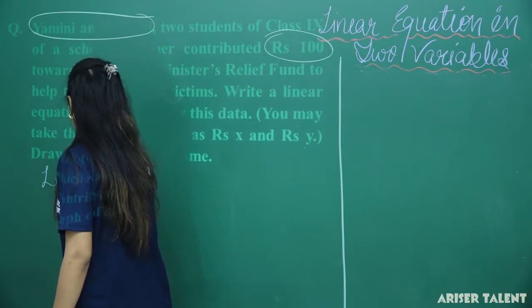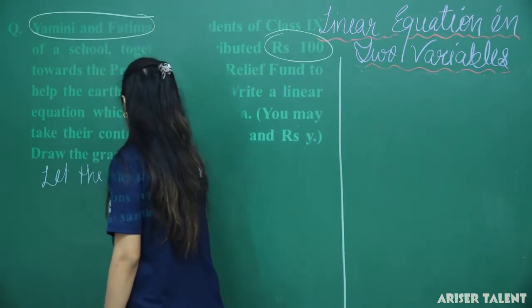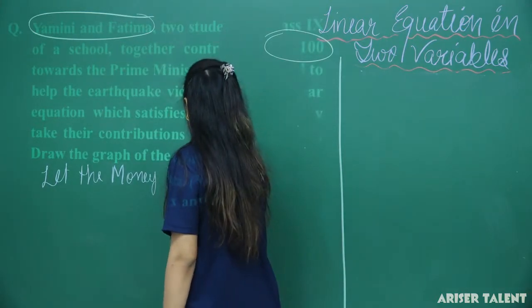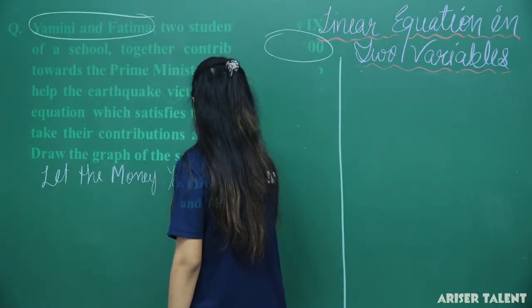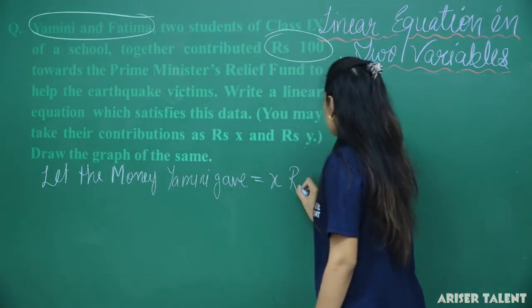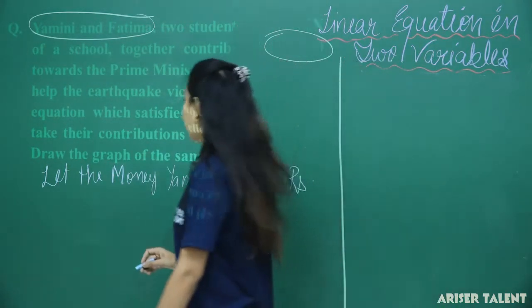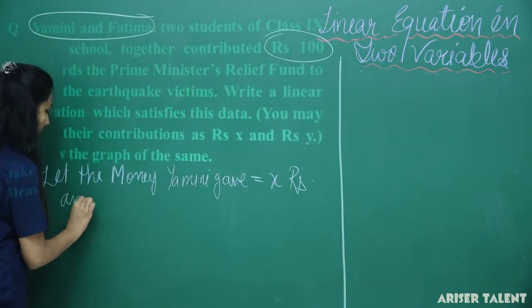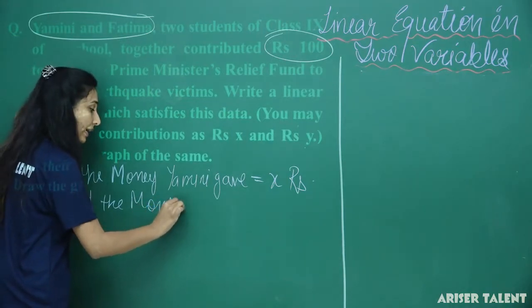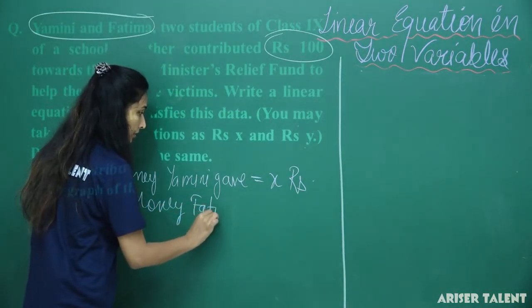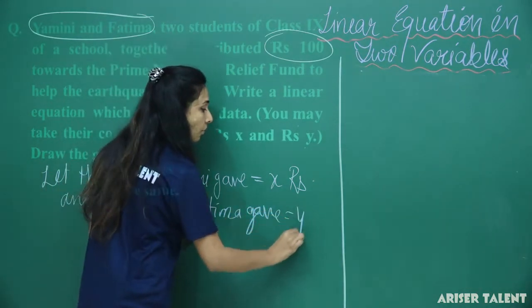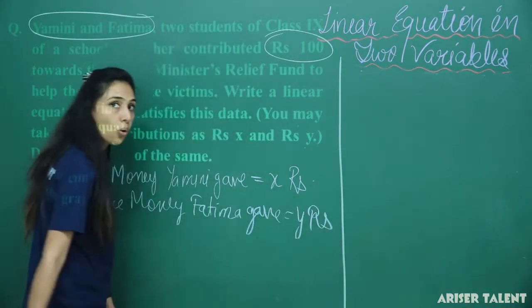Let the money Yamini gave equal x rupees, okay, and the money Fatima gave equal y rupees, okay.